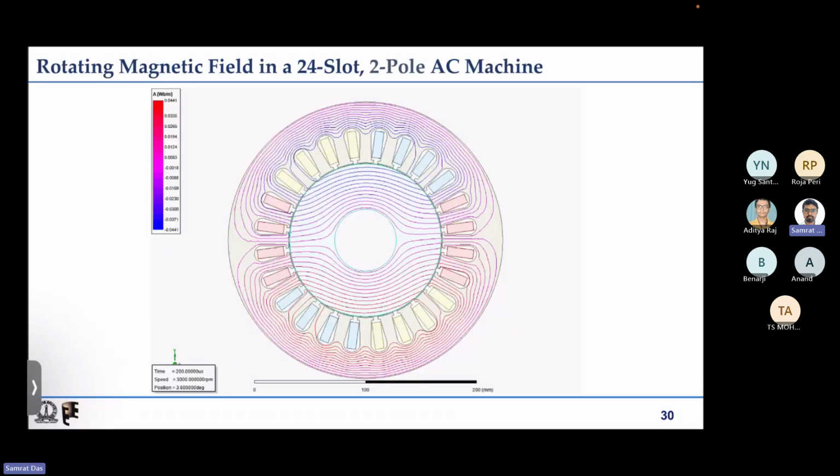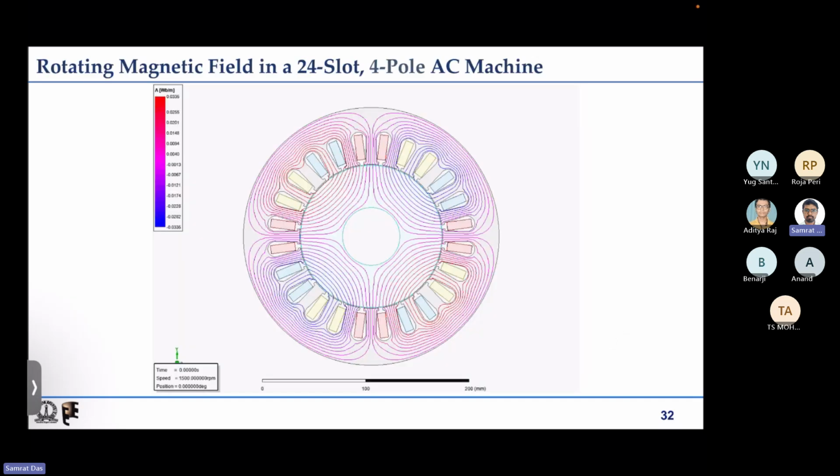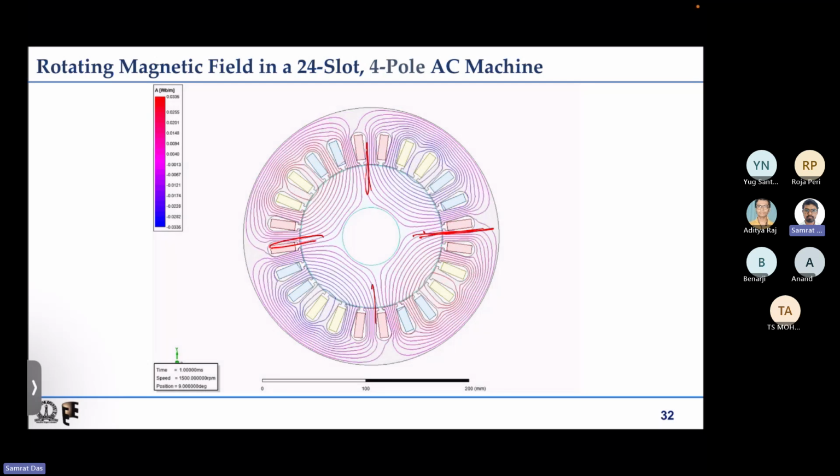Suppose in this case we had only one north pole and one south pole produced by the three phase distributed winding. Now for the same slot number, we went on to see that we could actually produce 4 poles out of the same thing. And if we inject three phase balanced current into that, we can produce a rotating magnetic field. So you can see that this is one pole, this is the second pole, third pole, and 4 pole. So we could produce 4 poles.